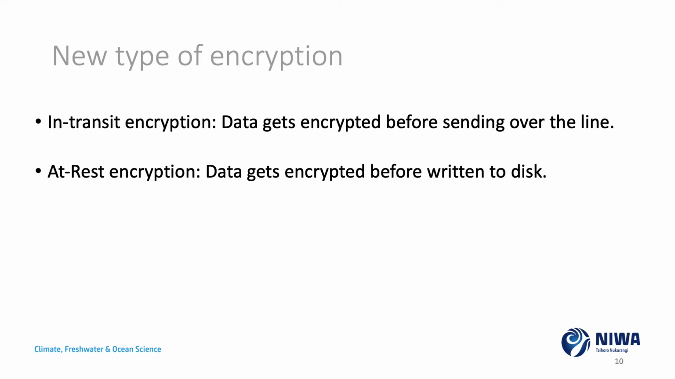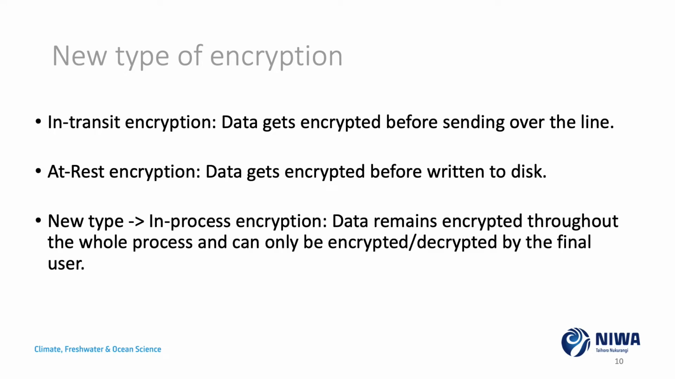But in the case of homomorphic encryption, that's a new type. It's called in-process encryption, because the data remains encrypted throughout the whole process. So whether that's stored locally or sent over the line, you really don't care. The data is encrypted. So that's one step beyond what we currently do, and that's why we should do that in the first place. You increase the threshold for difficulty so other people cannot get access to sensitive data. So this is good, right?